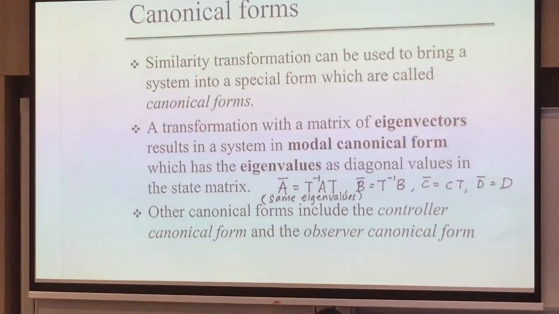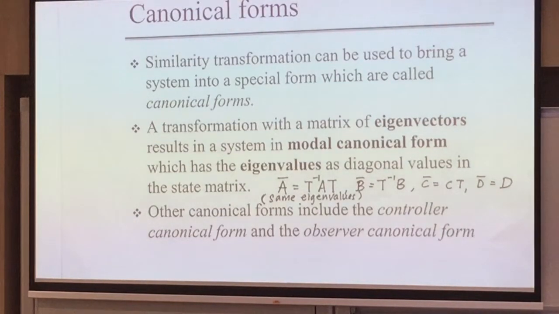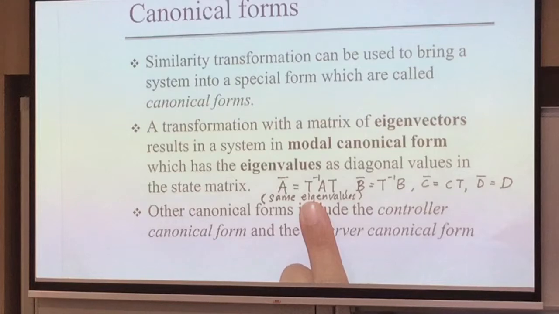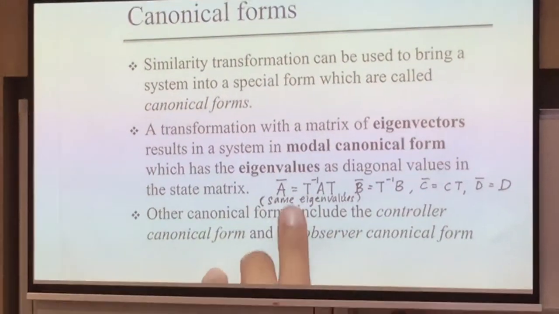So A bar is the state matrix for states X bar. A is the state matrix for states X. The eigenvalues of A bar are the same as the eigenvalues of A, provided that T is full row rank, it's non-singular. So how does this relate to this?